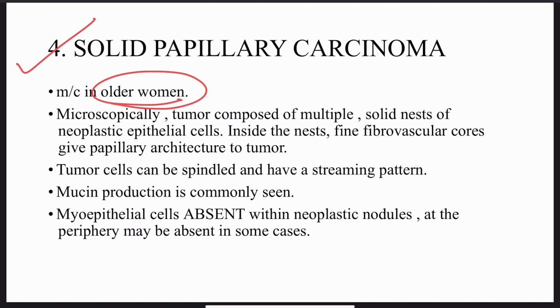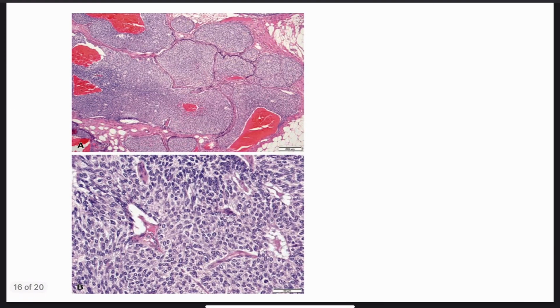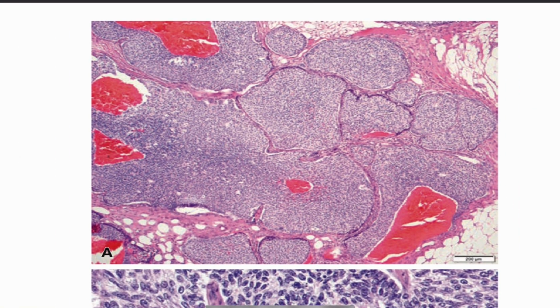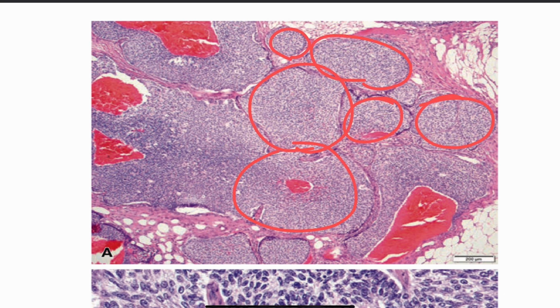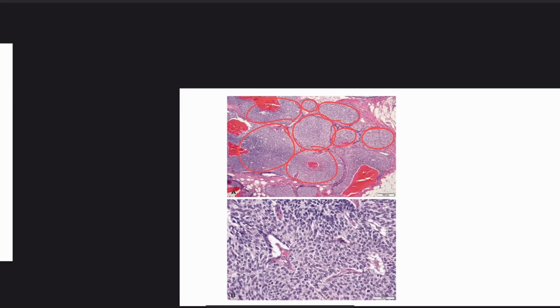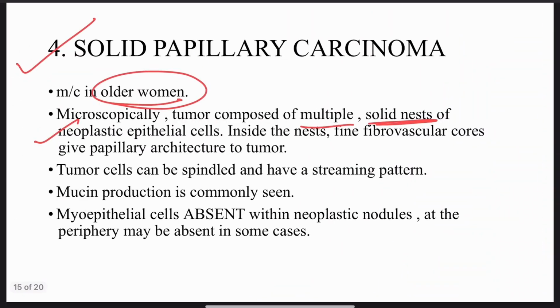Microscopically, the tumor is composed of, as the name says, multiple solid nests of neoplastic epithelial cells. It is highly cellular, with a highly solid pattern, the cells tightly packed, and nested in group after group, a highly nested pattern. Inside the nest, fine fibrovascular cores give papillary architecture to the tumor.